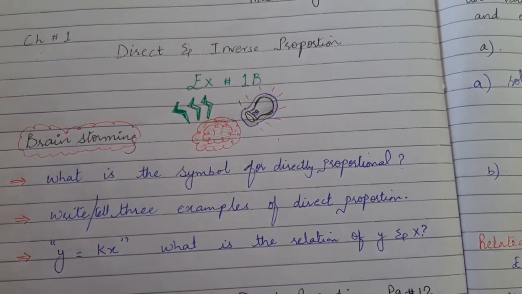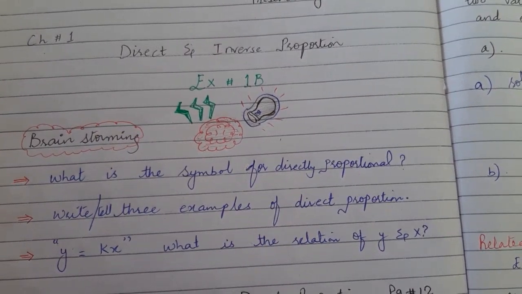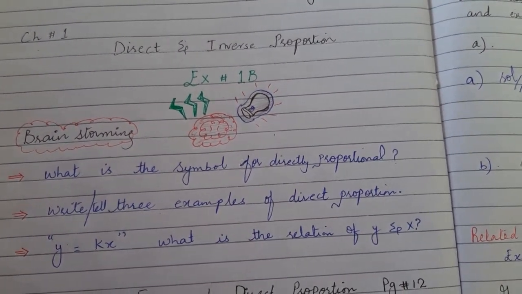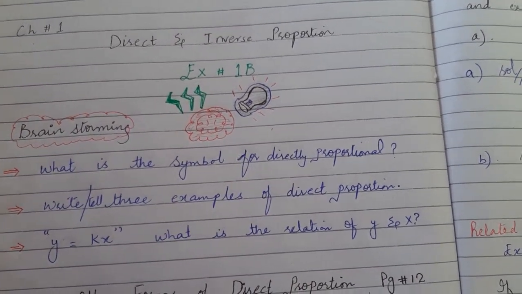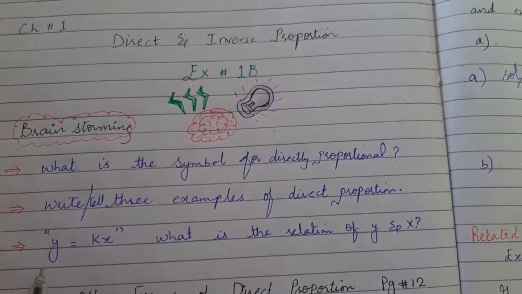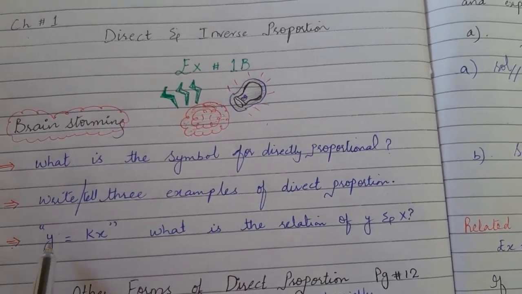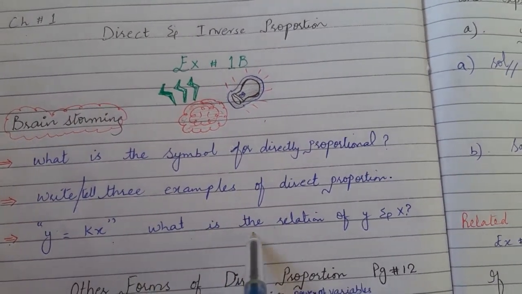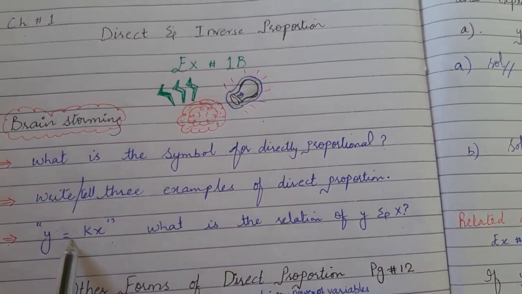What is the symbol for direct proportion? Second part: if you want to write, it's up to you, and if you want to tell, then tell me 3 examples of direct proportion. The third part is that y is equal to kx. You have to tell what is the relation of y and x in this equation.